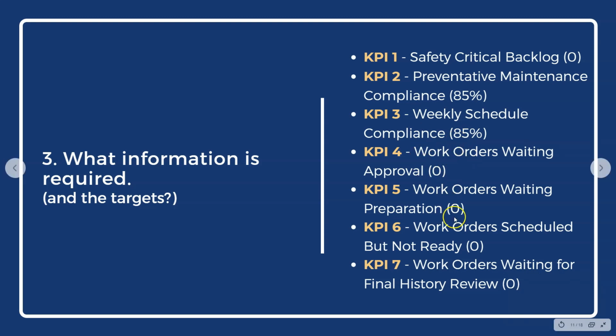And then we've got some workflow measures here. So is the work flowing through the system? We've got work orders waiting approval, work orders waiting for preparation, work orders scheduled but not ready. So these are work orders that have a scheduled start date in the next 14 days, but the status doesn't reflect that. The status is something else. It's waiting for preparation or waiting for materials, because that's going to be a risk to us in terms of this work not being ready to go into our weekly schedule. And then we've got work orders waiting for final history review.